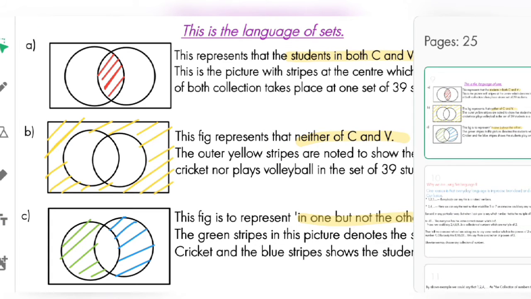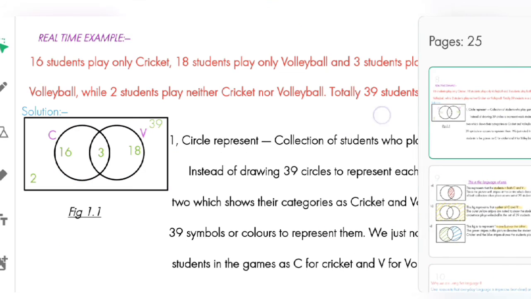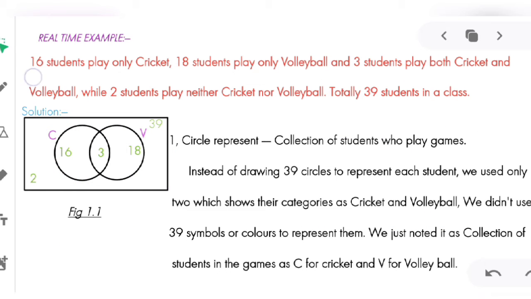For example, considering a Venn diagram, we can have 16 students in a class who play cricket and 18 students in the class who play volleyball. We also have 3 students who play both cricket and volleyball. And there are 2 students who never play cricket or volleyball. In our class, there are 39 students. So, by the description of set language, how can we denote the 39 students and where should we denote them? Yeah, that is here.